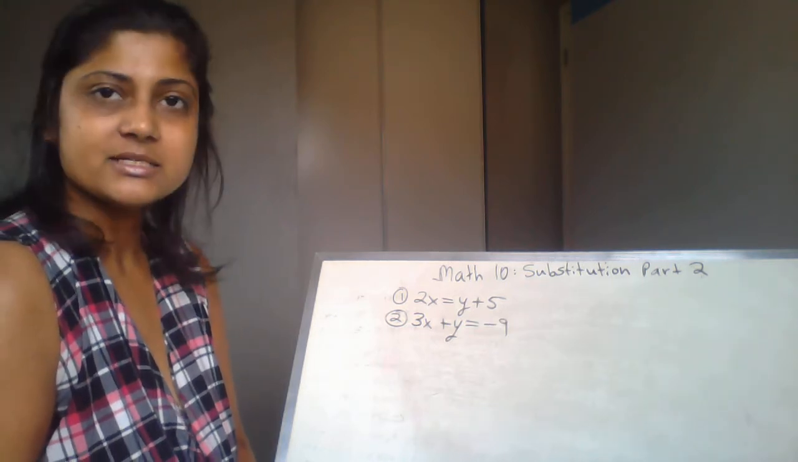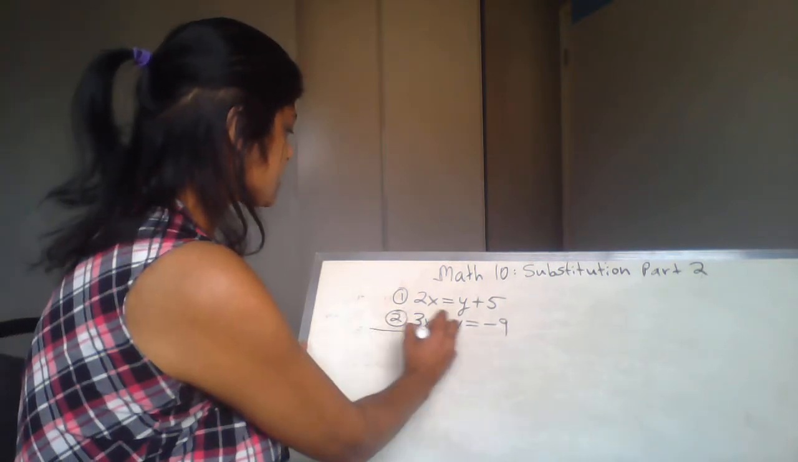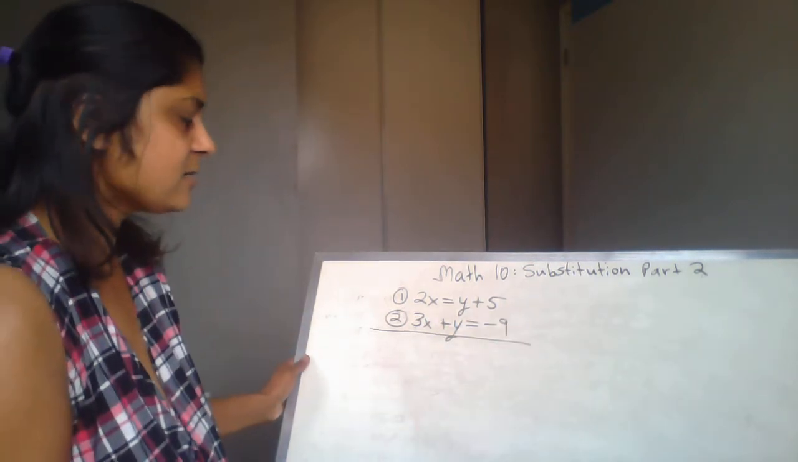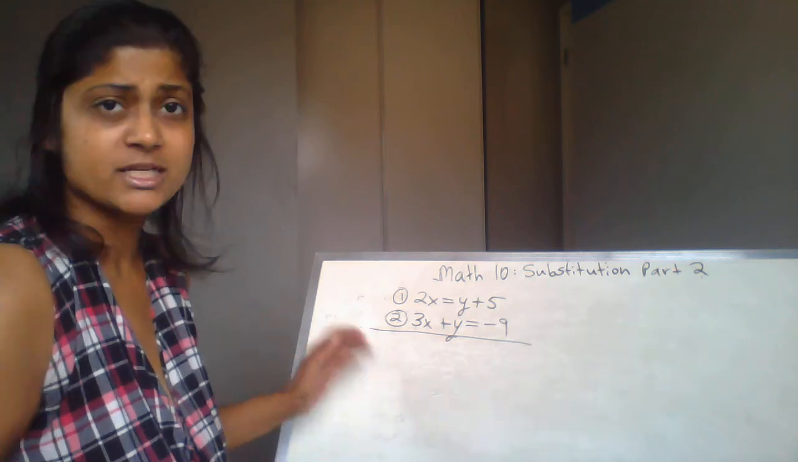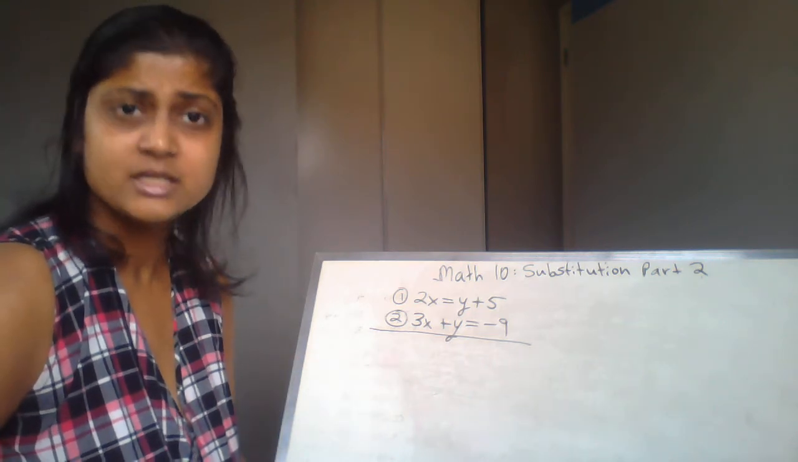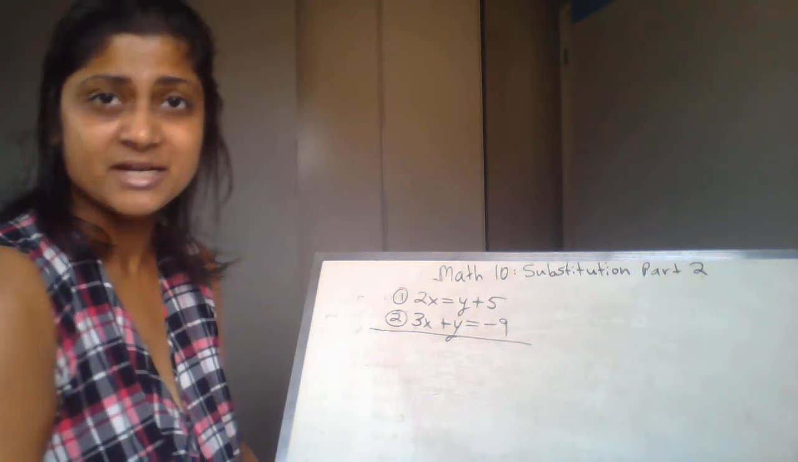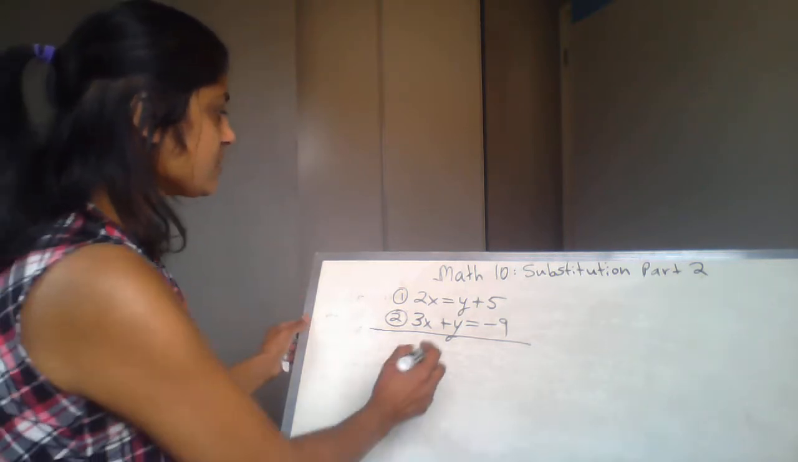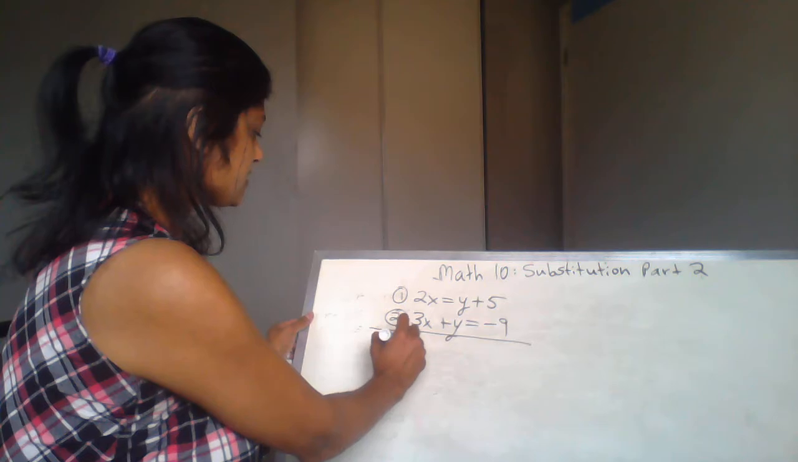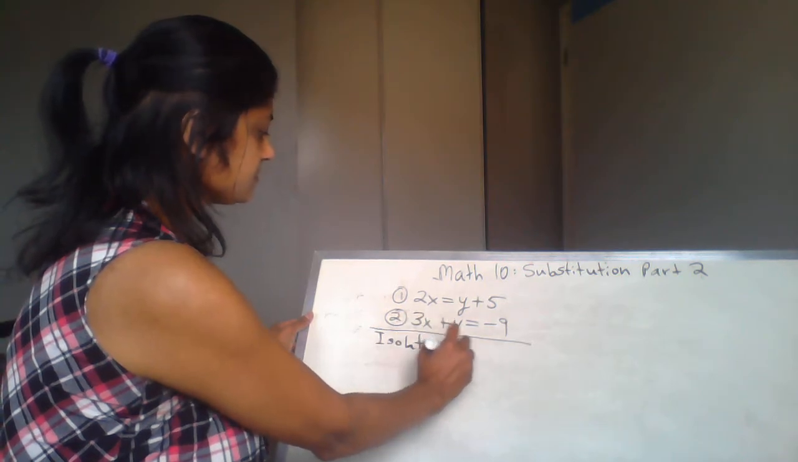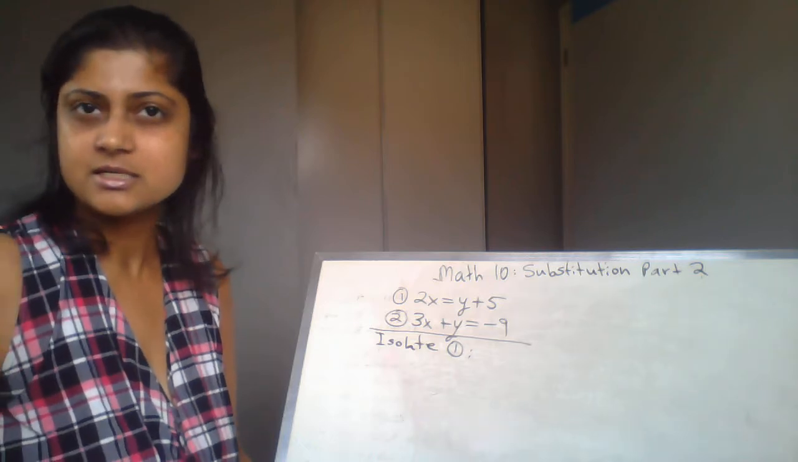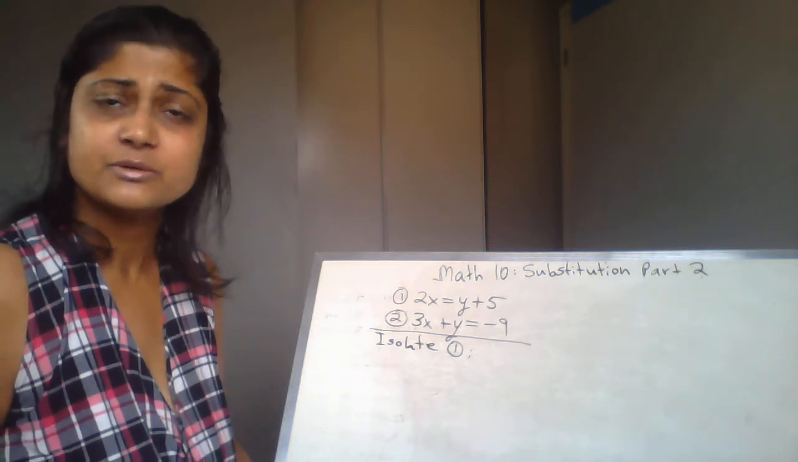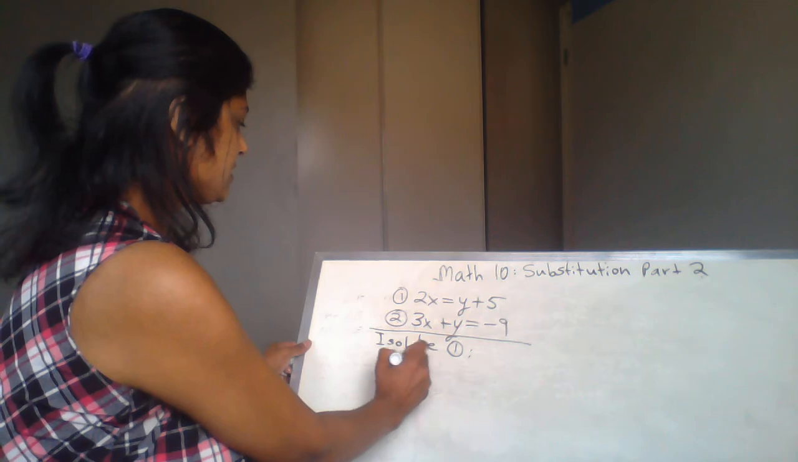And again, I noticed that neither of the equations is isolated for either x or y. So I have to make sure that I do that myself. So what I'm going to do is isolate equation 1. And again, if you look at both of the equations, it's even easy to isolate equation 2. That's just up to you. It doesn't really matter.